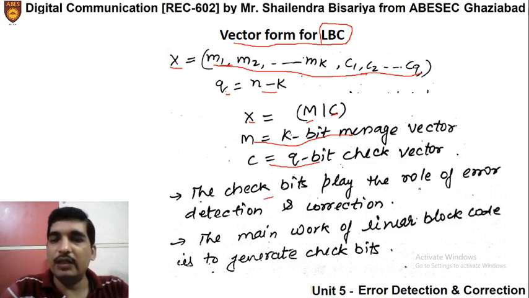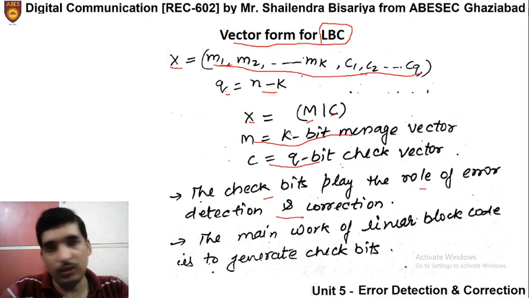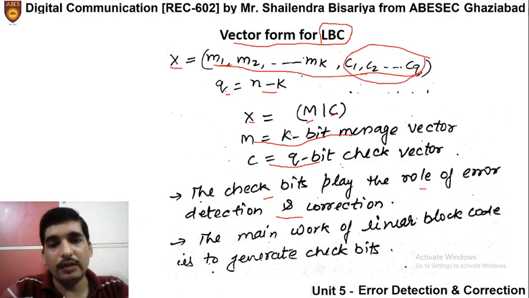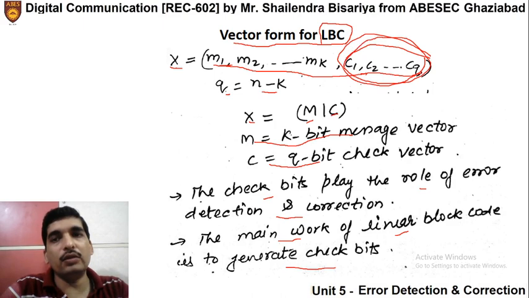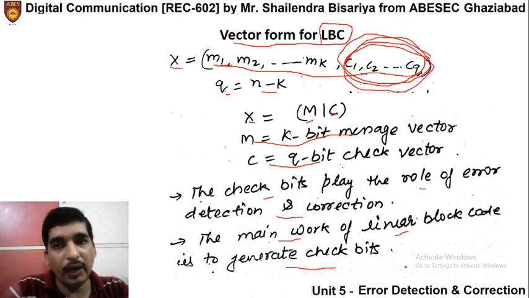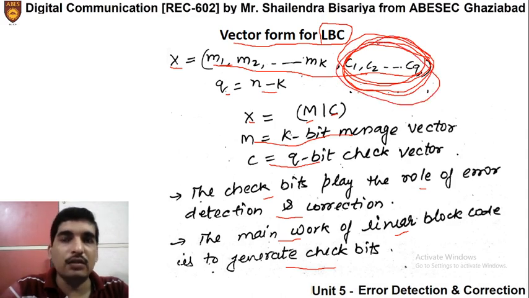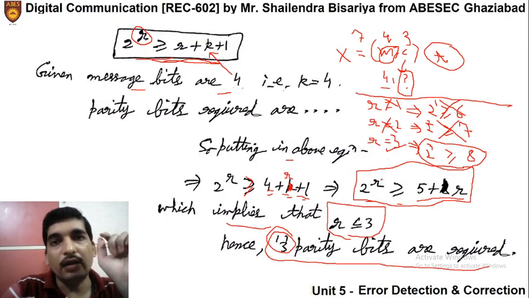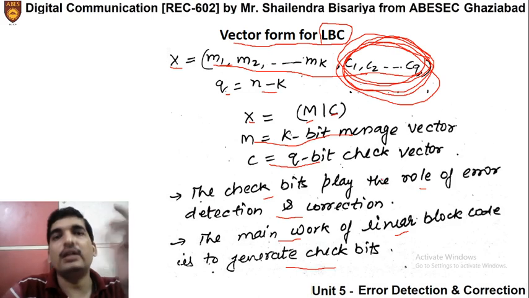The check bits play the role of error detection and correction. We know this very well, and we have discussed this many times. The main work of linear block code is to generate these check bits. We have just discussed how many check bits are required. Now we will talk about how we will generate these check bits, that is, what the value of these check bits will be.